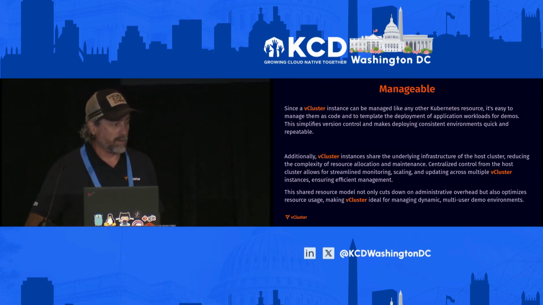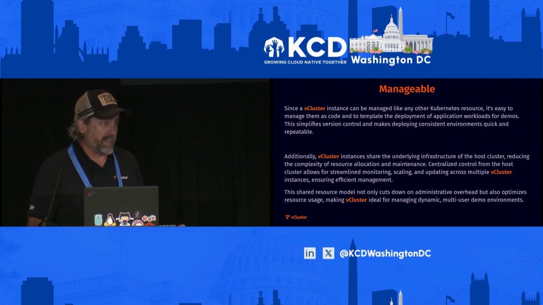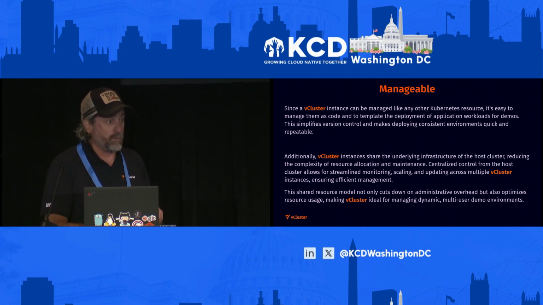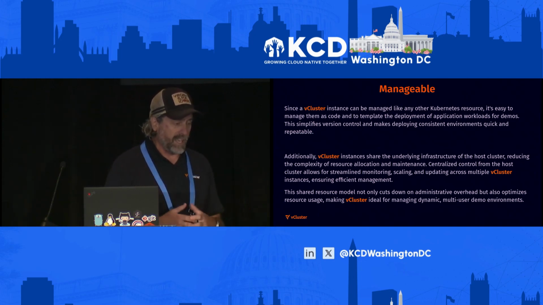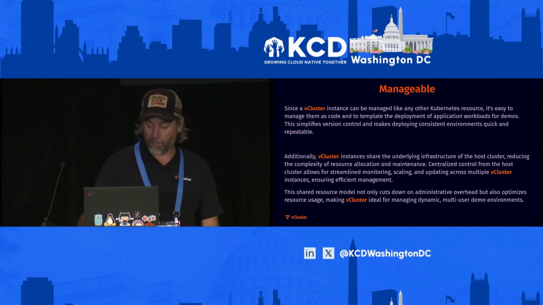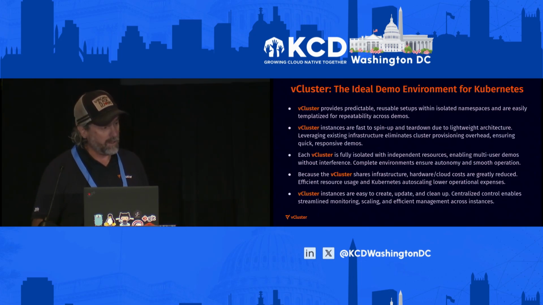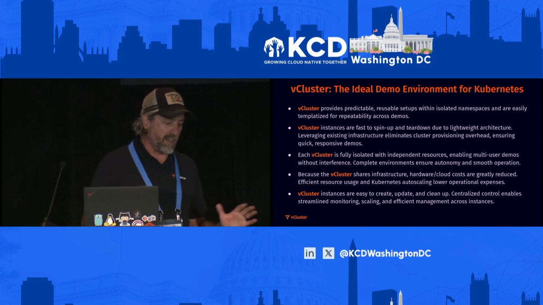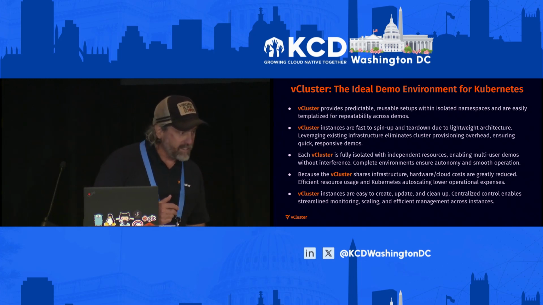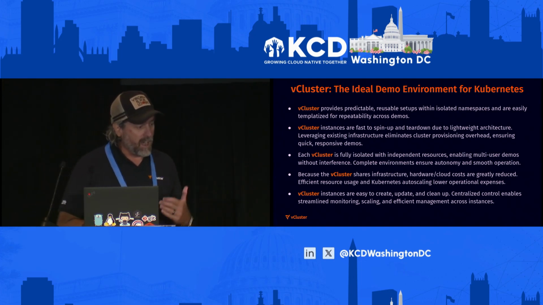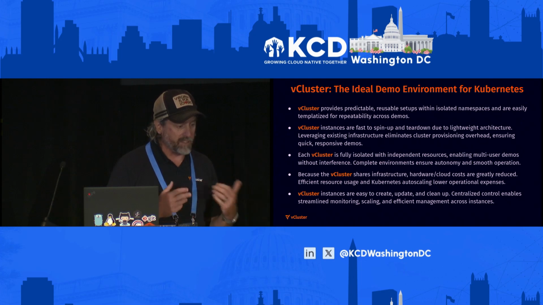And they're manageable. Because of the GitOps, and because they're just Kubernetes resources at the end of the day, Helm charts, manifests, the same Kubernetes resources that you're used to working with. It just happens that they're being virtualized and giving you the advantages of all these characteristics that I spoke about today. So in closing, it's ideal because they're predictable, they're fast, they're isolated, they share infrastructure, and finally, they're easy to manage.